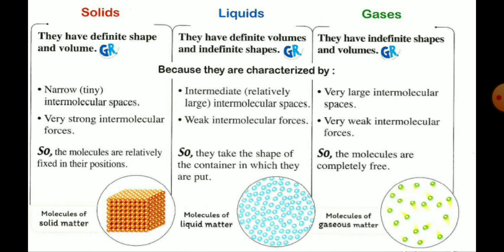First, solids. We said they have definite shape and definite volume because they are characterized by narrow intermolecular space and very strong intermolecular forces. And number two, about the liquids, they have definite volume but indefinite shape because they are characterized by intermediate intermolecular space and weak intermolecular forces. And about the gases, they have indefinite shape and indefinite volume because they are characterized by very large intermolecular space and very weak intermolecular forces. I think it's so easy now.